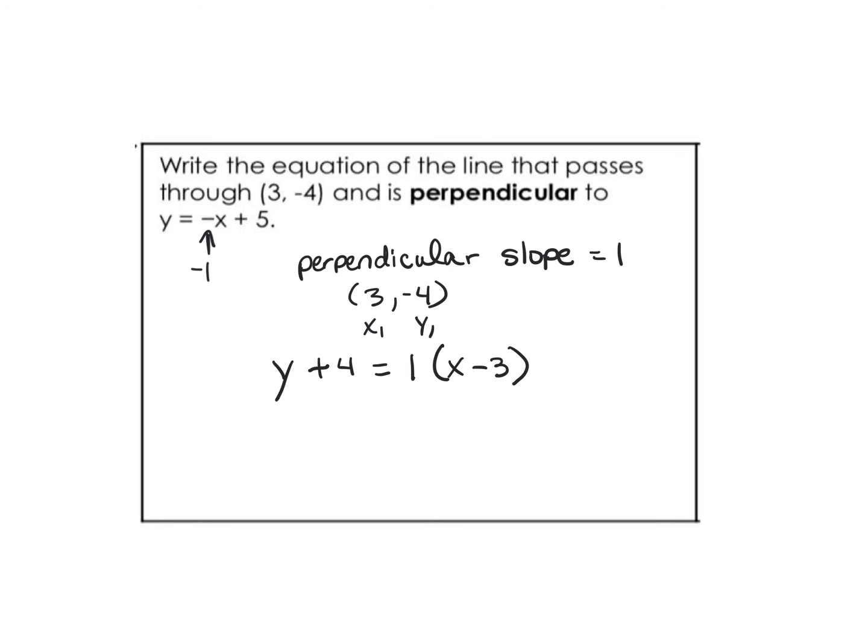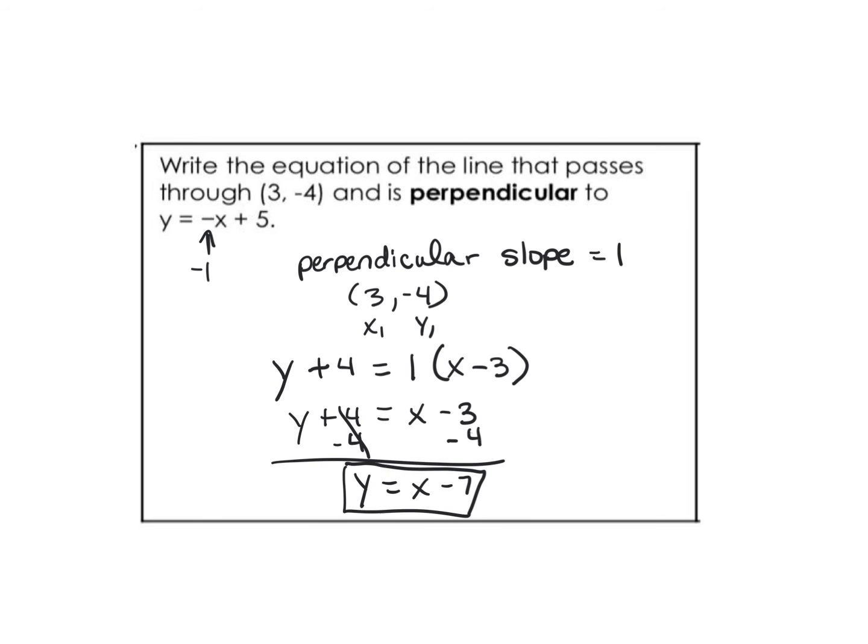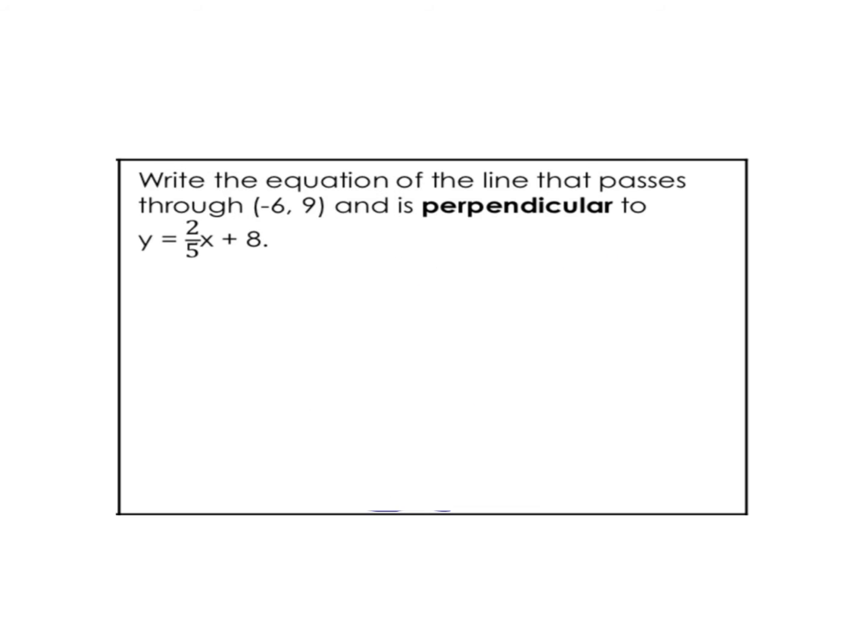So let's plug it in: y minus -4, so plus 4, equals 1 for our perpendicular slope times x minus 3. We need to distribute, so bring down y plus 4. 1 times x is x. 1 times -3 is -3. Subtract 4 from each side. So we get y equals x minus 7. And that's our equation. If we graph both of these lines, we will see that they intersect to form a 90-degree angle.